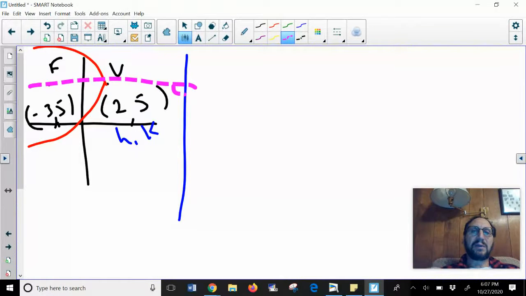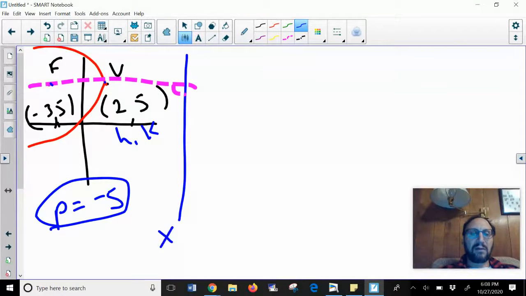So let's see what the axis of symmetry is and what this distance is. The distance between -3 and +2 is 5 units, and it's going to the left, so it's going to be -5. That's our p-value. And our equation of our directrix is going to be 5 units to the right of 2, 5. So that would be at x equals 7. I just added 5 plus 2.